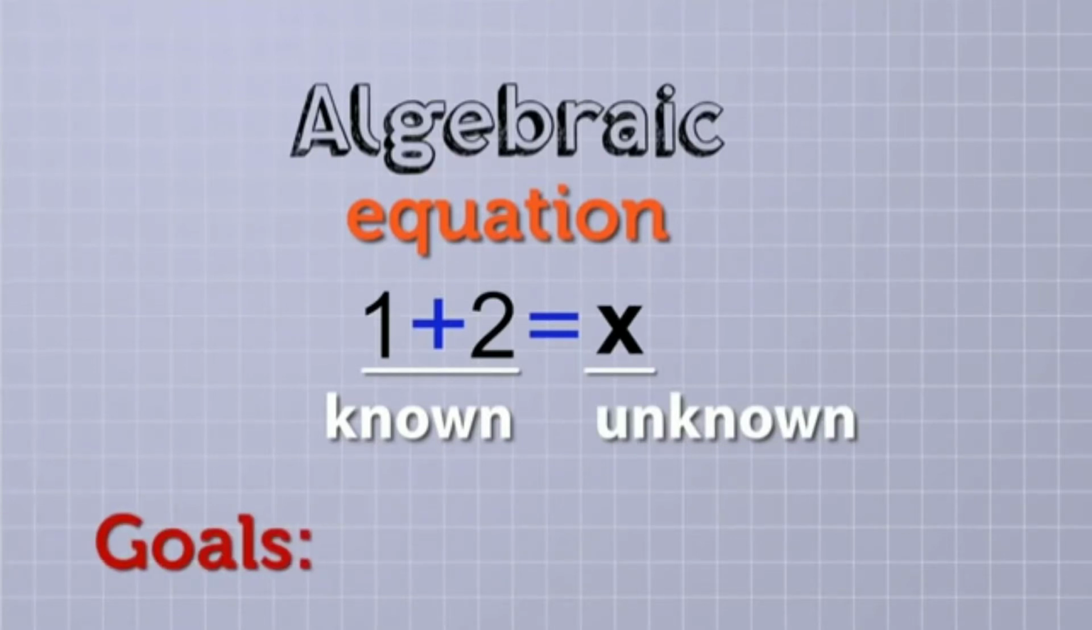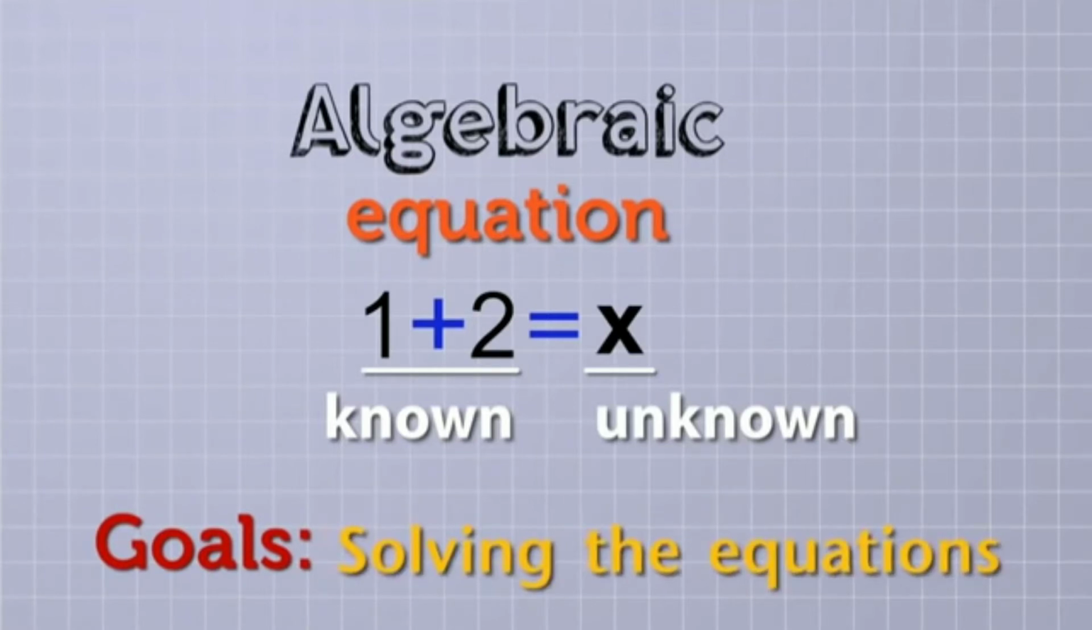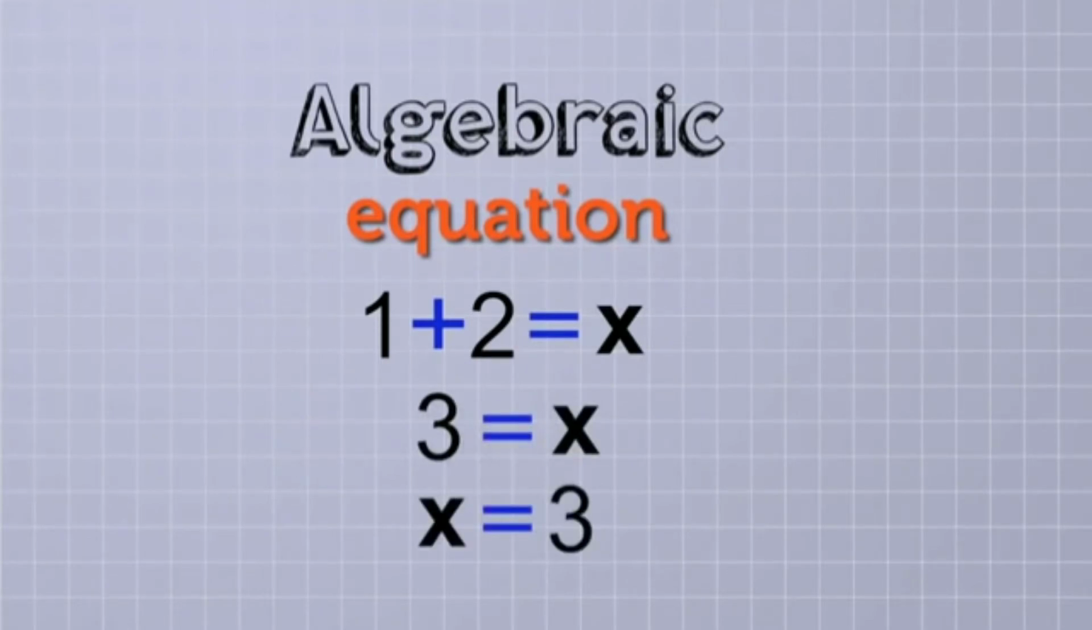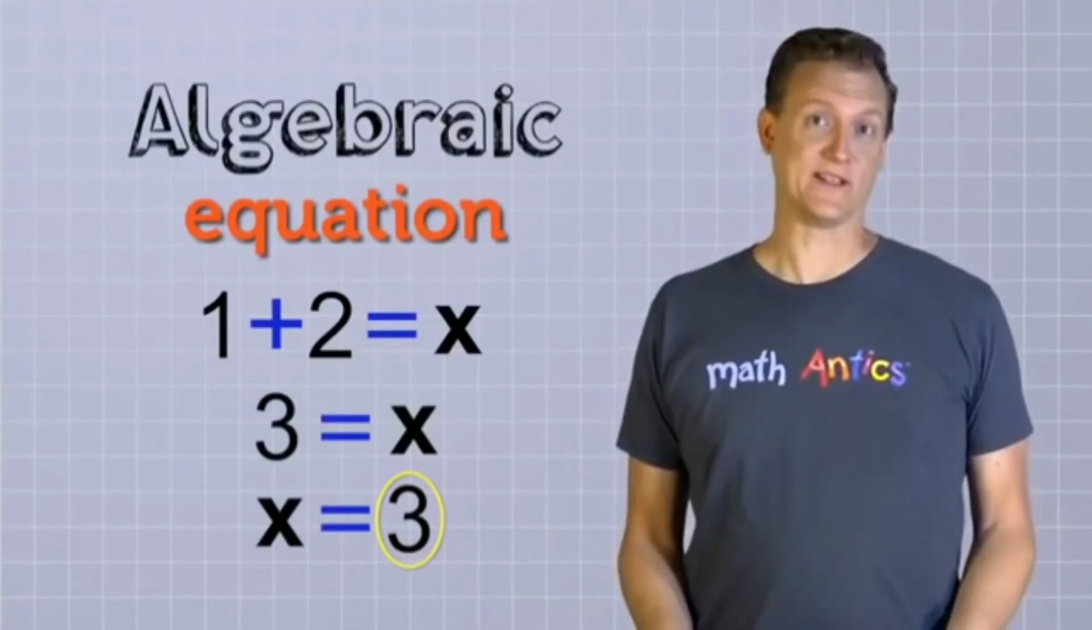One of the main goals in algebra is to figure out what the unknown values in equations are. And when you do that, it's called solving the equations. In this equation, it's pretty easy to see that the unknown value is just 3. All you have to do is actually add the 1 and 2 together on this side of the equation, and it turns into 3 equals X, which is the same as X equals 3. So now we know what X is. It's just 3. That almost seems too easy, doesn't it?